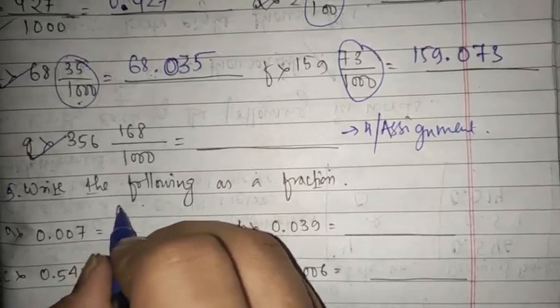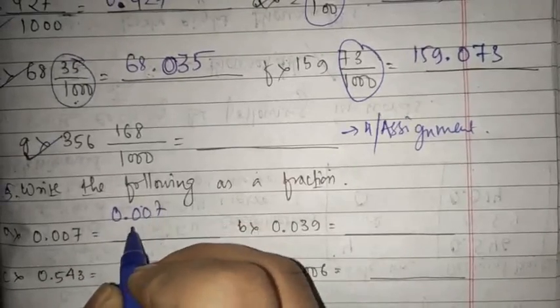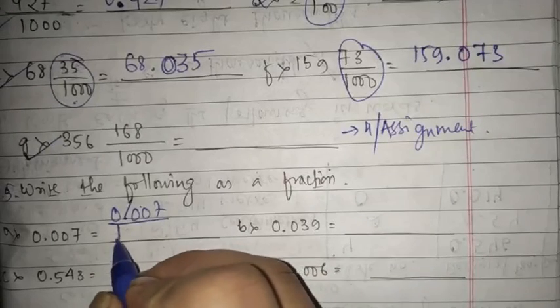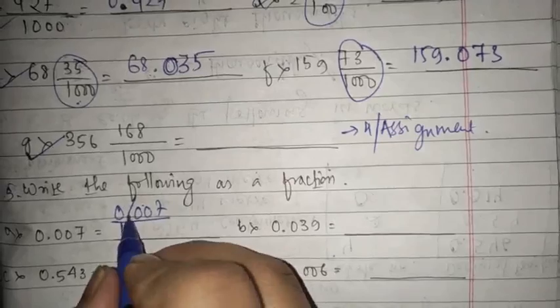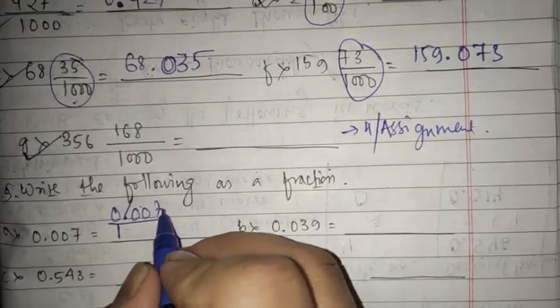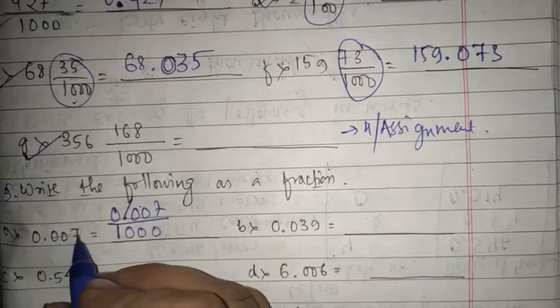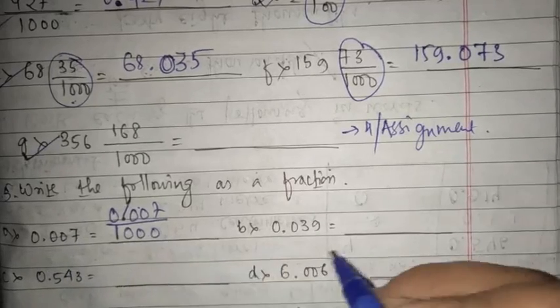So 0.007: remove the point, write 1 in the denominator. After the decimal, how many digits are there? 3. So 1, 2, 3. As there are 3 digits after the decimal, it is divided by 1000.